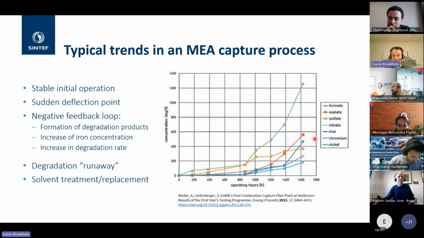And this is not a sustainable operation. So this will spiral out of control quite quickly. And at some point you would have to replace the solvent or treat it to remove the impurities and get back to stable operation.